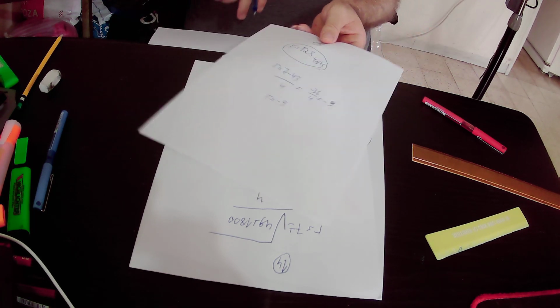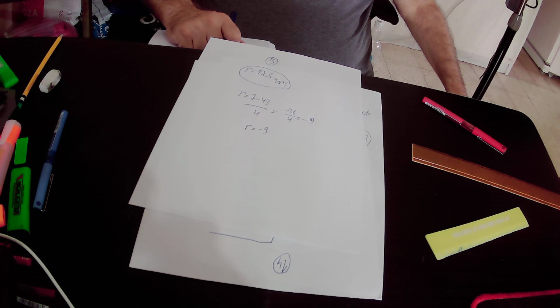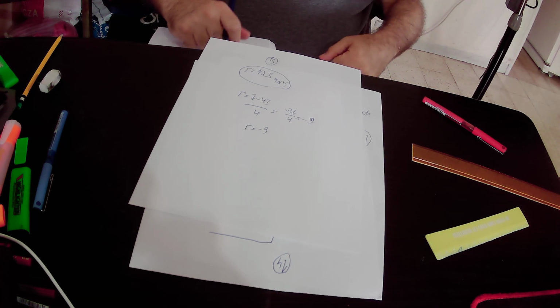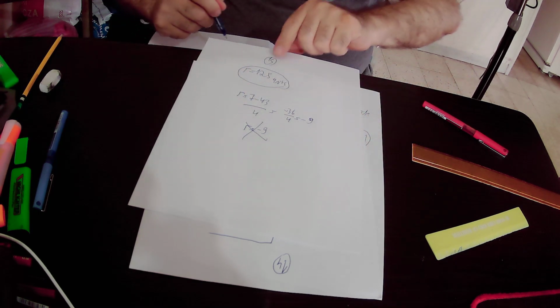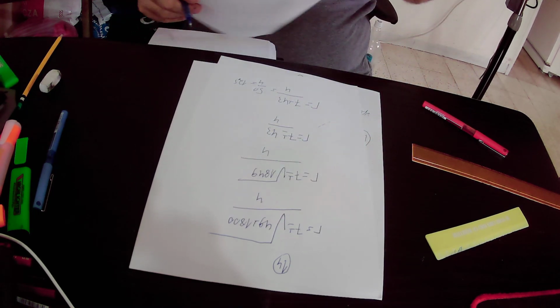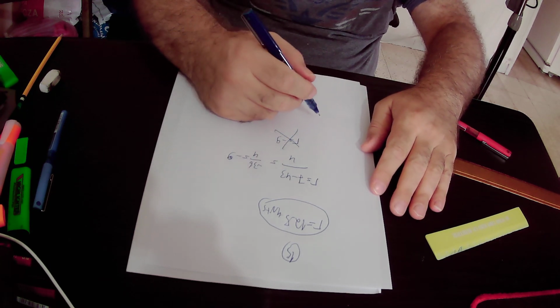The second solution for r is that r equals minus 9, but because r is the radius of the semicircle, it must be a positive number, so r equals minus 9 is not a correct answer. So we cancel this possibility, and we are left only with the solution that r equals 12.5 units.